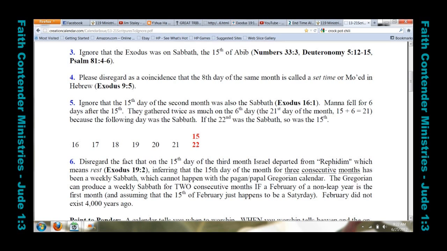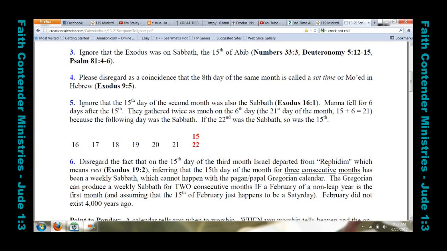Because like I said, the 15th day of the first month, yes, it is a high Sabbath. If you go with the continual 7-day repeating cycle, there's no reason to believe that it falls on a weekly Sabbath, though. That's what I'm trying to say: they're trying to imply that it does in fact fall on a weekly Sabbath, but there's no reason to believe that. Now, the last point here is what we have to address.